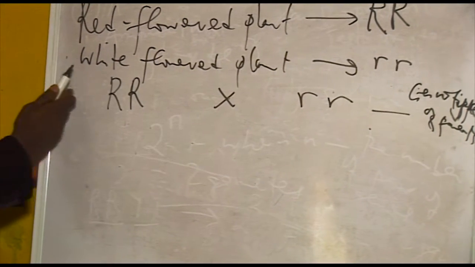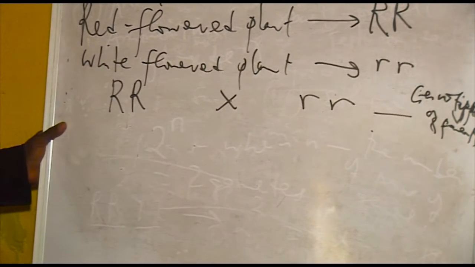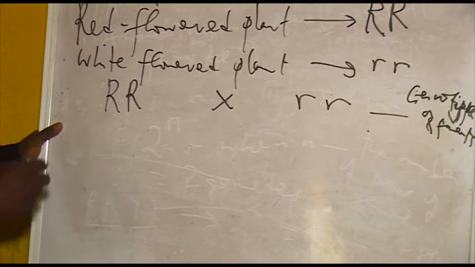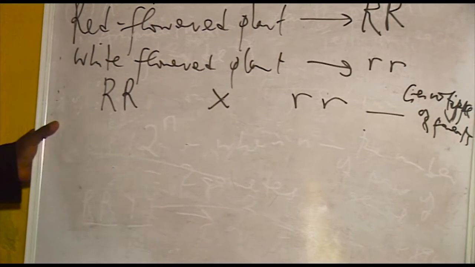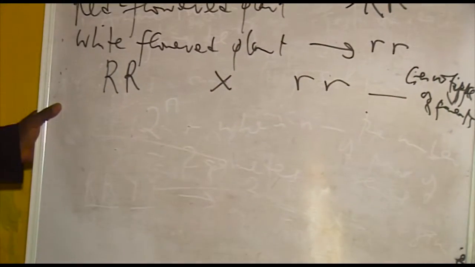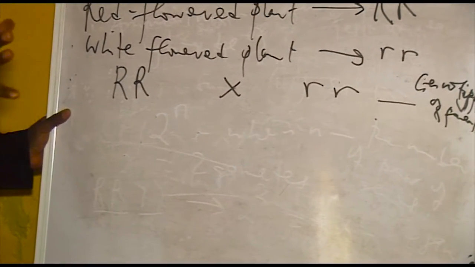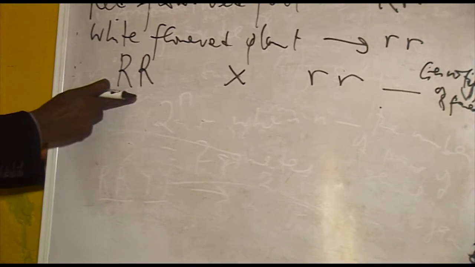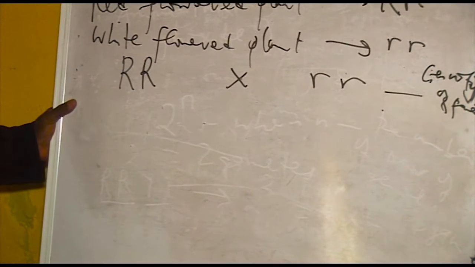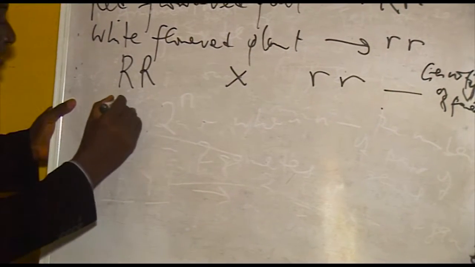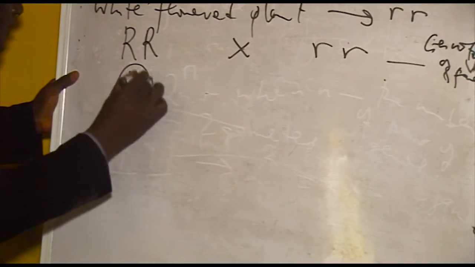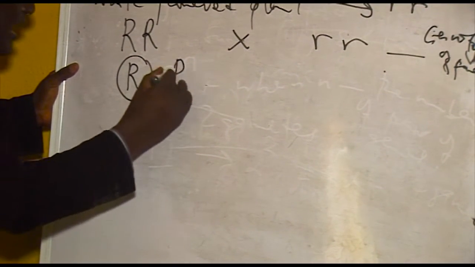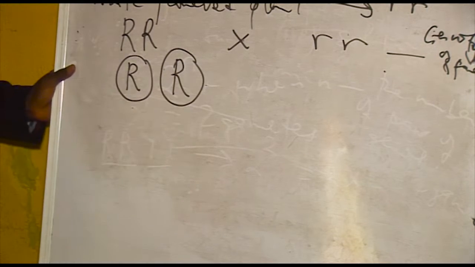This one will go to 1 gamete, this one will go to 1 gamete, because there is going to be separation. Now, if you have 1,000 pairs on a chromosome, each of these 1,000 pairs will separate, as we are going to consider a pair of genes now. So the same thing. We are having this in 1 gamete, we are having this in another gamete.